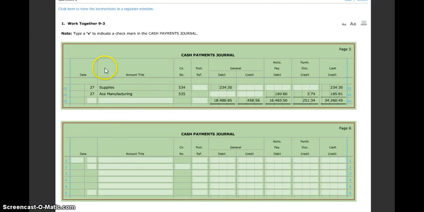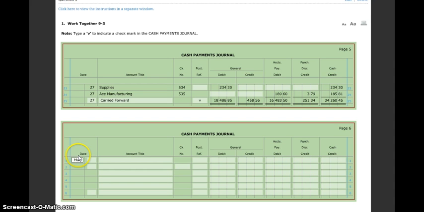So here's our work together in Applia. Again, we're going to use the date of the 27th. We're going to write the words carried forward. We're going to put the little check mark here to show we are not going to post this, and here are the totals. They've already added them up for us. Then we go down to the next page.